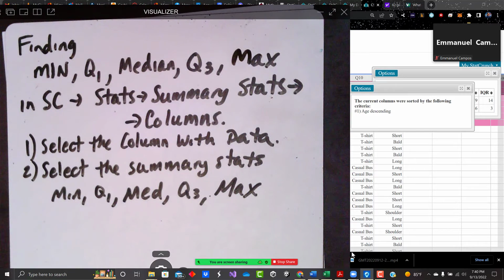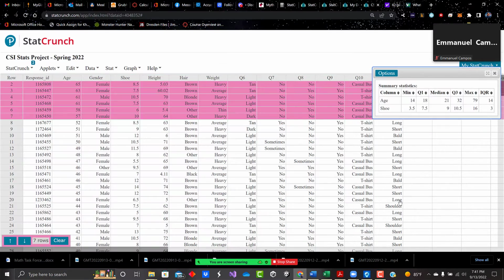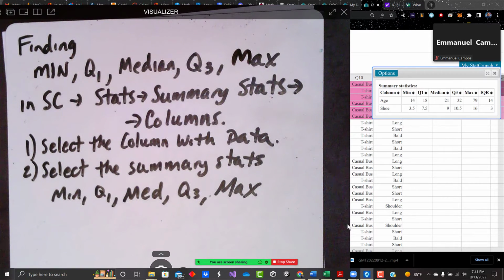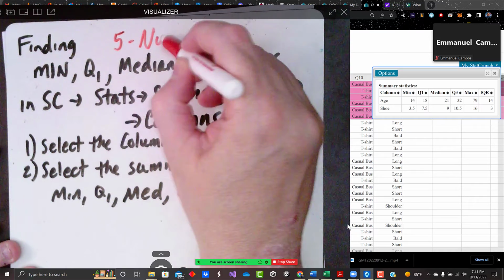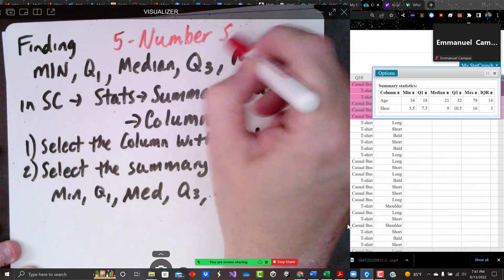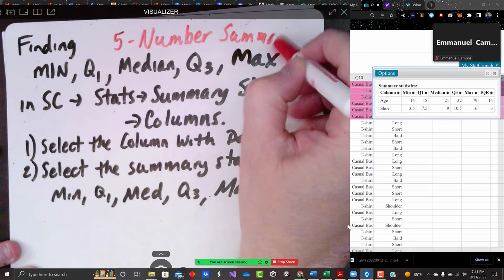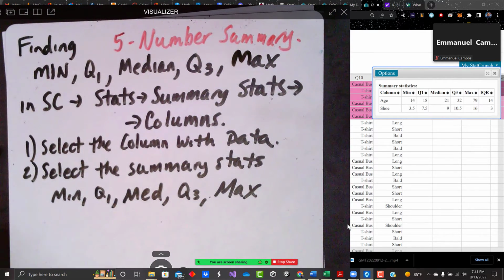And I recommend you do them in order, like the order I have here, not the order they show up in StatCrunch, because otherwise you're going to have trouble. I'll show you what that looks like in a second. Put them in this order, this is how you can use it. And to be honest, these five numbers are called the 5-number summary. They summarize the data using 5 numbers.